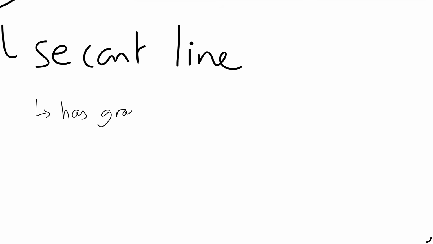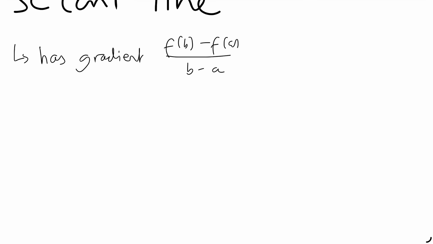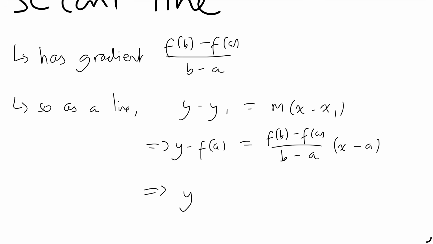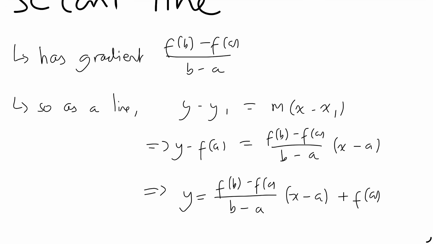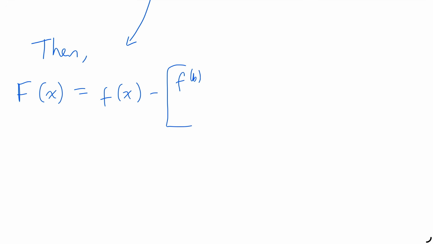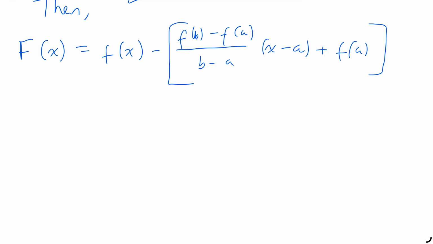So our secant line has a gradient of (f(b) - f(a)) / (b - a), which is just your standard formula for a gradient. And now if we try and get the equation of that line, given its gradient and the fact it passes through (a, f(a)), we get that y = (f(b) - f(a)) / (b - a) times (x - a) + f(a). Now what we're going to do is define a new function, big F(x), which will be the distance between f(x) and our secant line, which as a formula looks like this here.